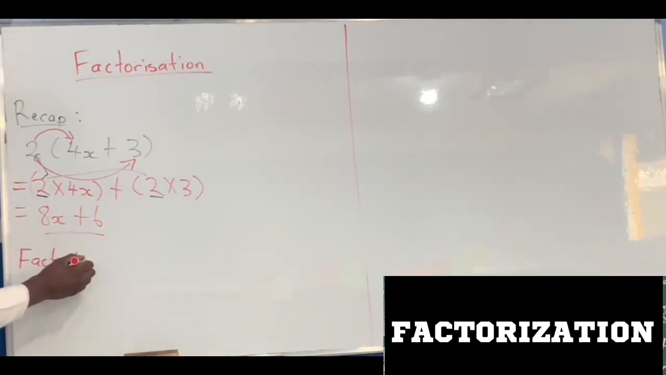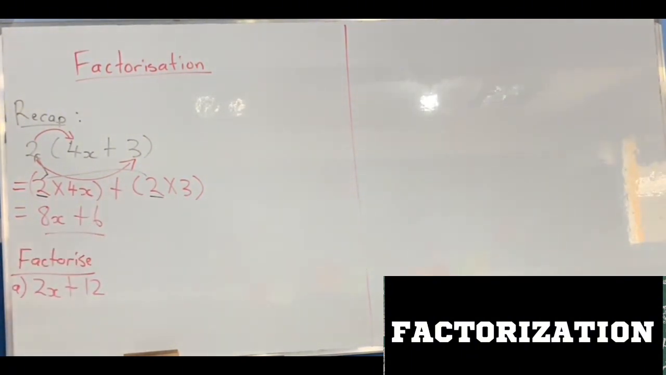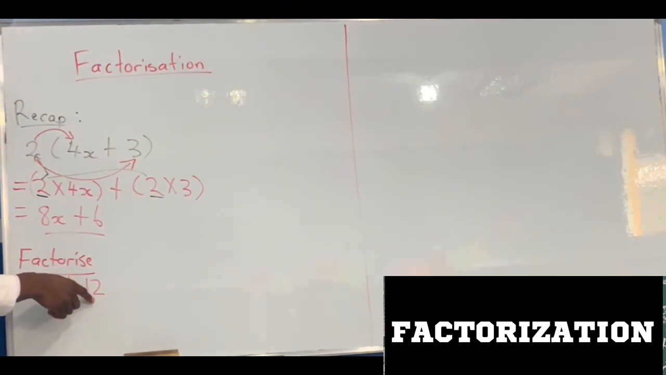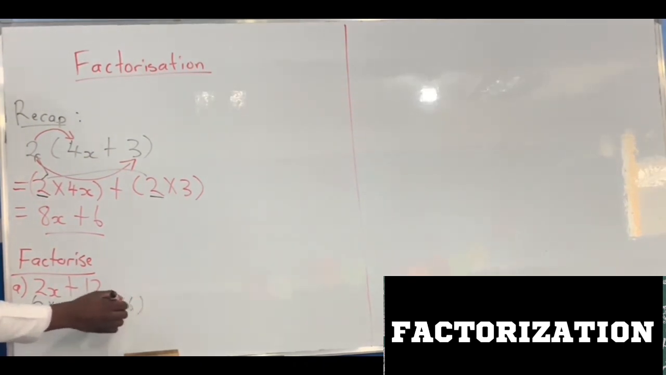Okay, so we continue. Factorize the following. In this one, I'm going to give you the expression 2x plus 12. It's very simple to factorize this one. The most important thing is to look for the common factors. You look at 2x and 12. You need to break down the number into parts. 2x can be written as 2 multiplied by x, and 12 can also be written as 2 multiplied by 6.